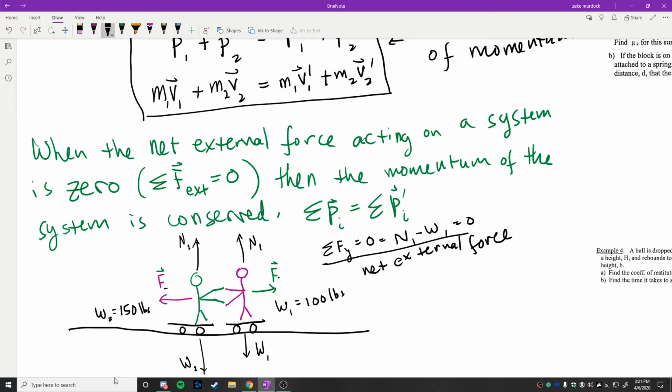If they push with equal forces, and this person weighs 100 pounds and this person weighs 150 pounds, which person is going to go faster? I'll ask that again because I asked it really quickly. So think about this. If this person weighs 100 pounds and this person weighs 150 pounds, and they push off of each other with an equal force, then which person is going to move away with a higher velocity or a higher acceleration, however you want to think about it? Is it going to be the smaller person or the larger person?